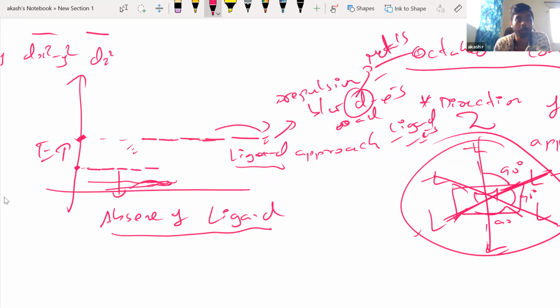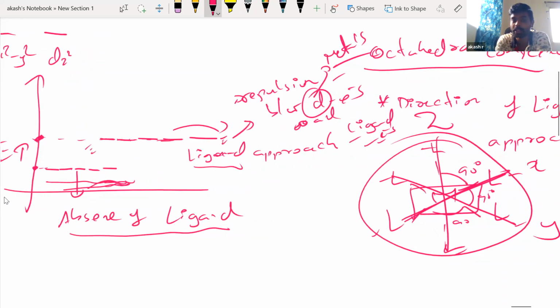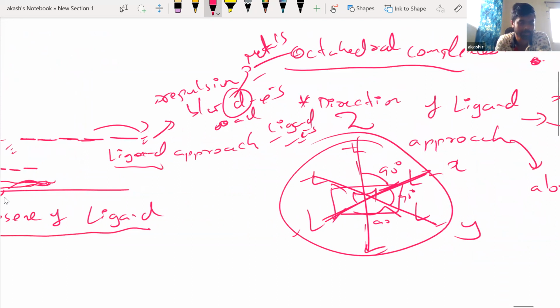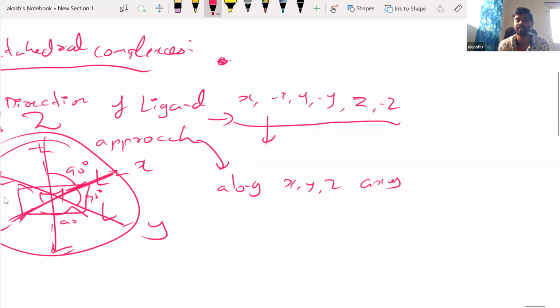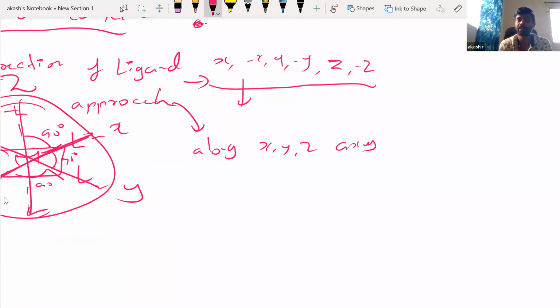Now, when the ligand is approaching properly in all the possible directions, what we have to understand is, I told you that the degeneracy will be lost. Degeneracy will be lost. For us to understand how the degeneracy is going to get lost, let us try to understand the shapes of the different orbitals. So we will see the shapes of all the d orbitals.